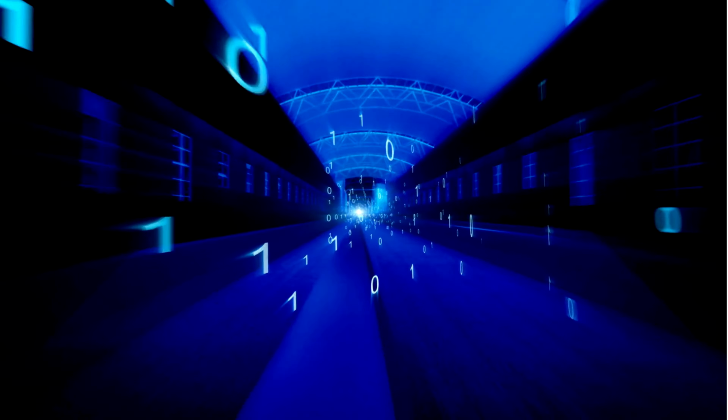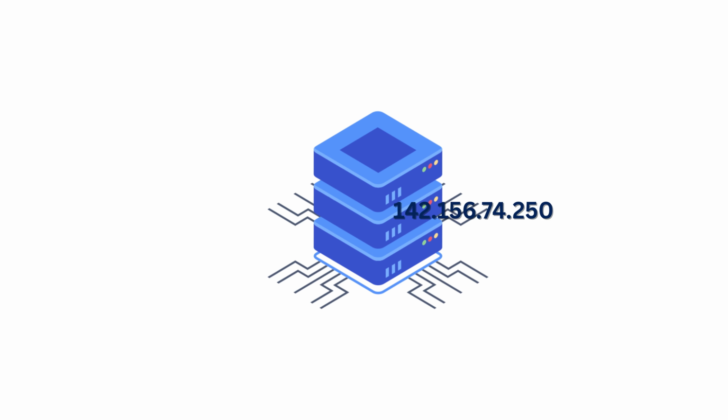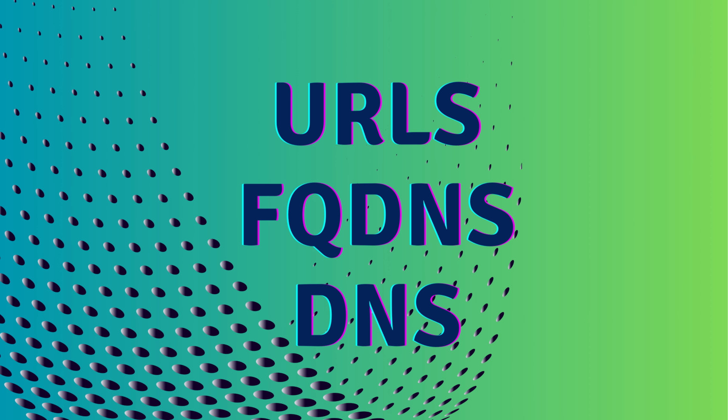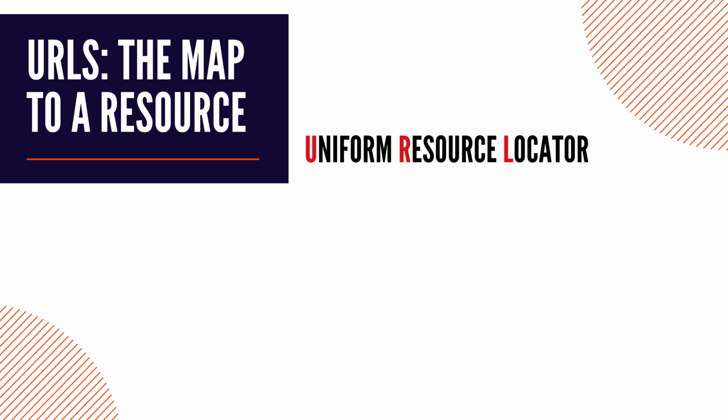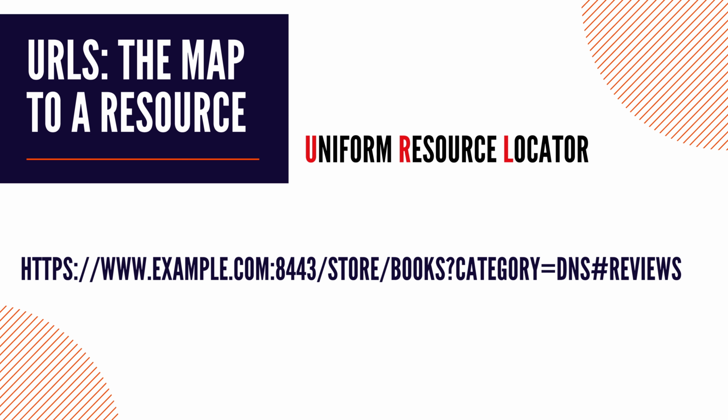Today we're going to lift the hood and watch the invisible machinery that turns names into addresses. The magic of URLs, FQDNs, and DNS. URLs, the map to a resource. A URL, Uniform Resource Locator, is like giving someone directions not just to a building but to the exact room, with instructions on how to knock at the door.